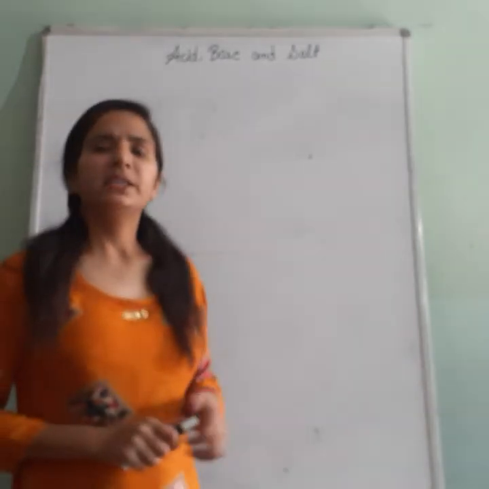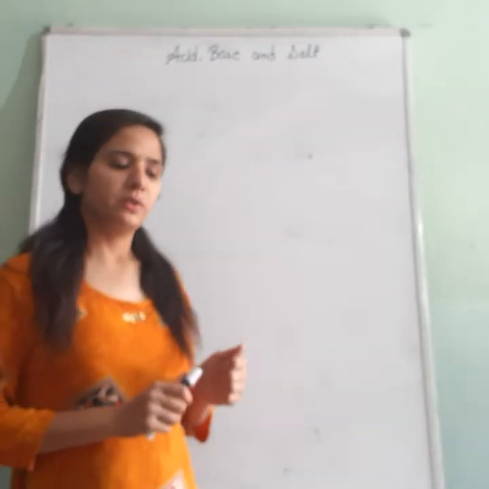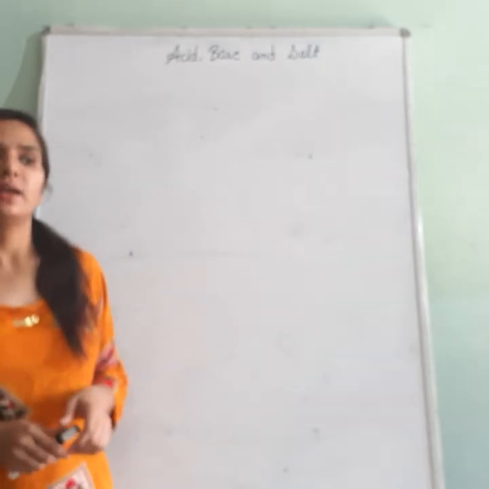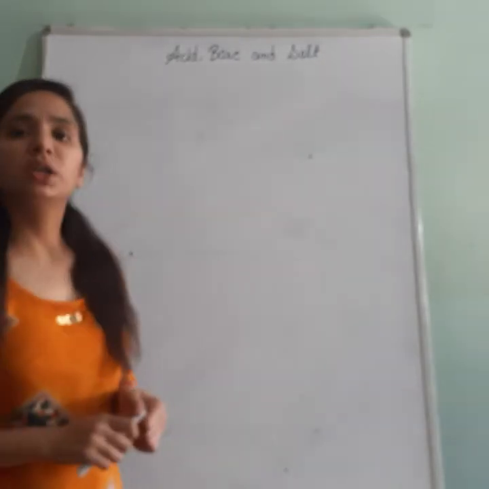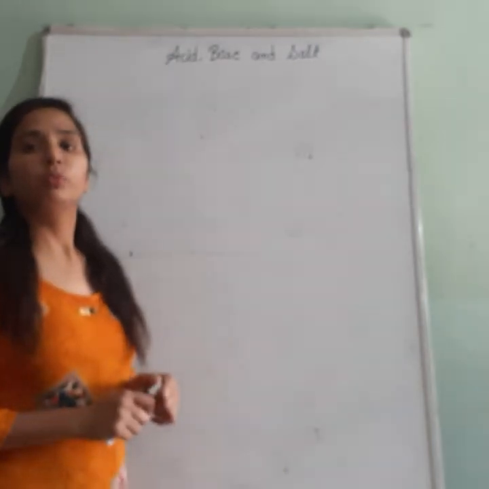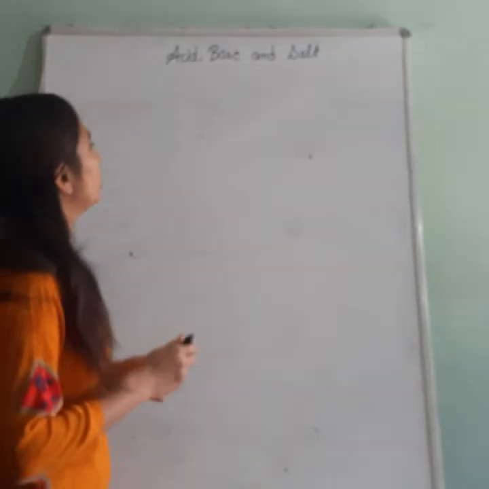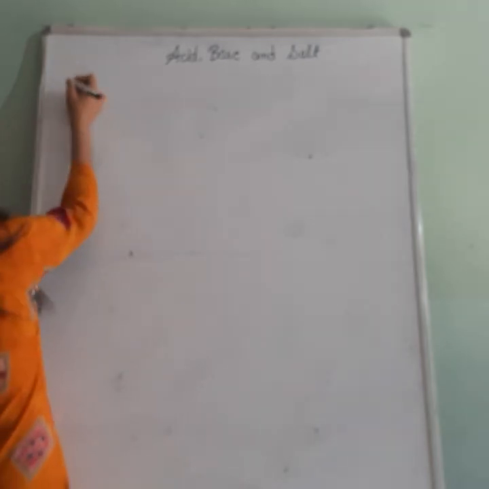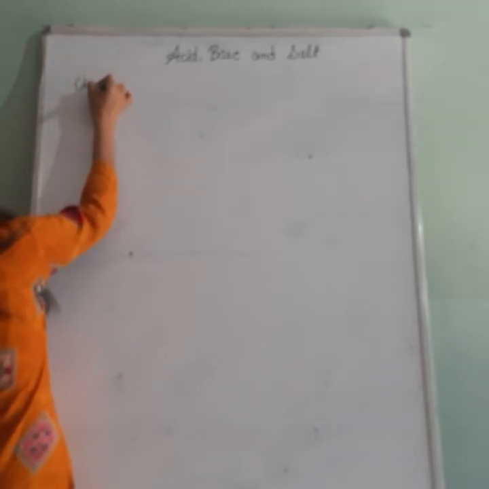So, in the last lecture, we discussed physical properties, preparation, and we started chemical properties of acids. We already discussed 3 chemical properties of acids. So, today we are going to start with the 4th chemical property of acid.